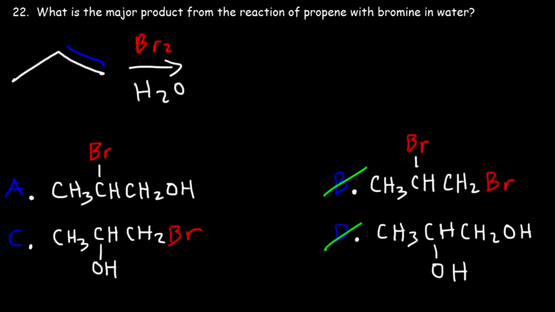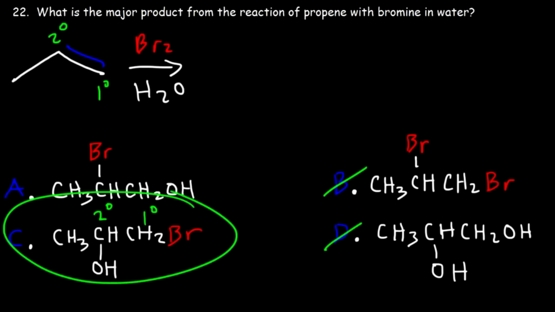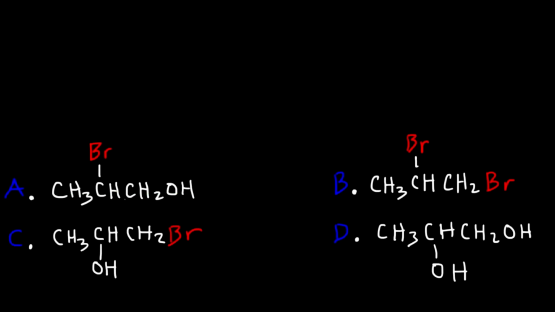Now it turns out that the more electronegative atom goes on the more substituted carbon, which is the OH group. So the OH group is going to go on the secondary carbon and the bromine is going to go on the primary carbon. So the correct answer is answer choice C. But let's write up a mechanism for this reaction.